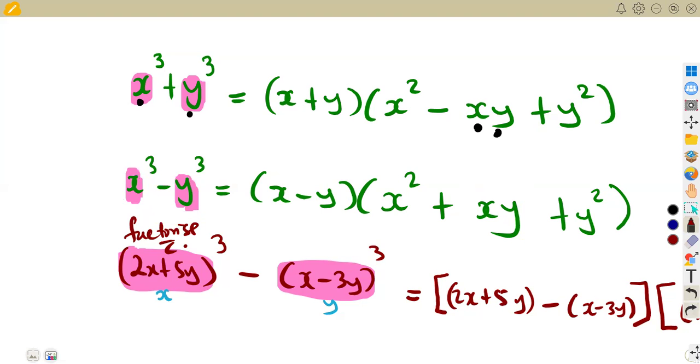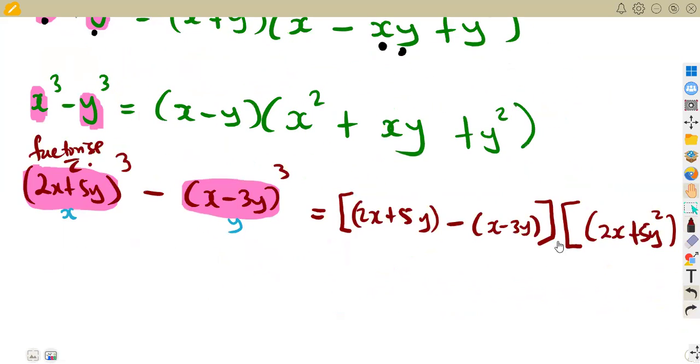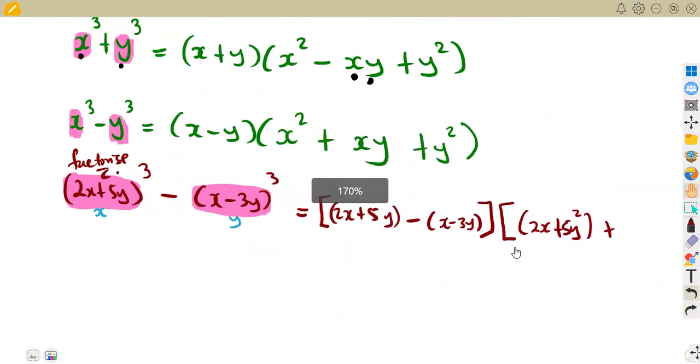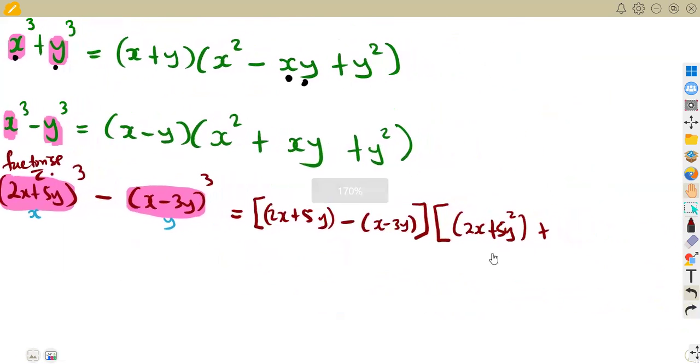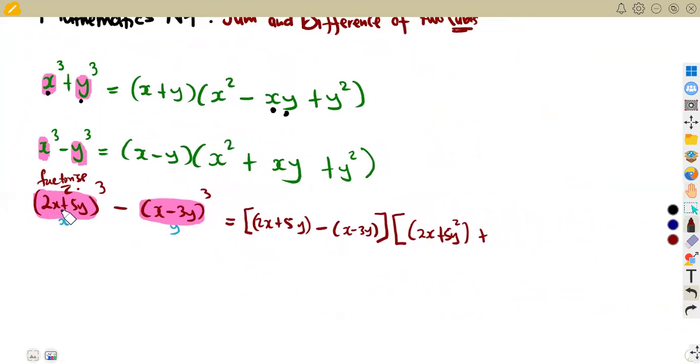All right, so let us take this one. We need the product of first and last. On our expression, this is our first term and this is our last term, xy. So the first term is the bracket of 2x + 5y. So I want you to take note on this one.